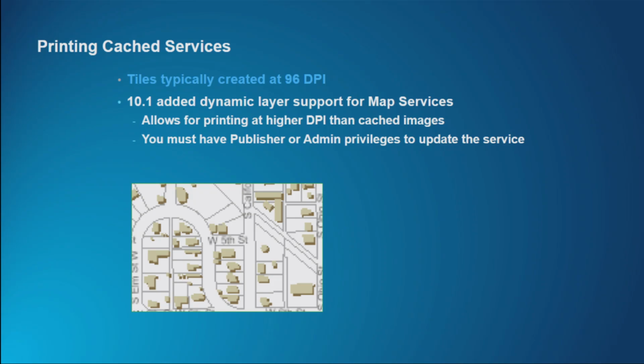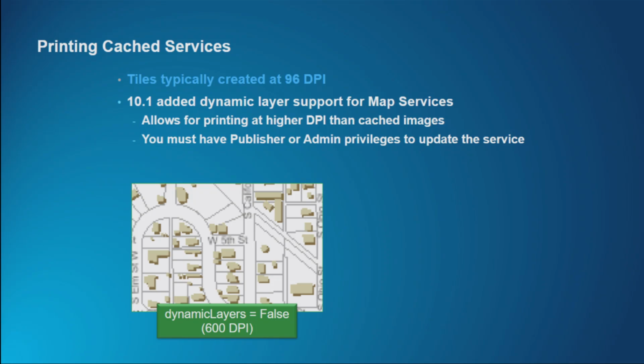Now, if you're caching a map service in ArcGIS Server, you can take advantage of an extra feature by adding dynamic layer support to your map service. So just enabling dynamic layers. And what will happen is the print service will detect this at output time, and rather than drawing from the tiles, it'll actually request a higher DPI export from the map service, and then you'll get a much more crisp and clean looking map than drawing the 96 DPI tiles.